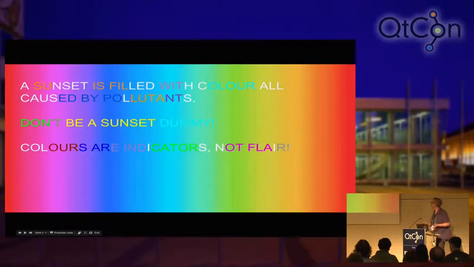The first rule is: sunsets are filled with color, all caused by pollutants. Don't be a sunset. Colors are indicators, not flare. The point with this is, one of the things I often see is that color is used as some sort of, oh, I just add a splash of color, which is horrible. Always try to stick with gray, black, white, and variations thereof until you have to, until it actually makes sense. For example, red is a good indicator of something dangerous because we all see it. But when you start filling in color, this is what happens. Well, extreme examples.